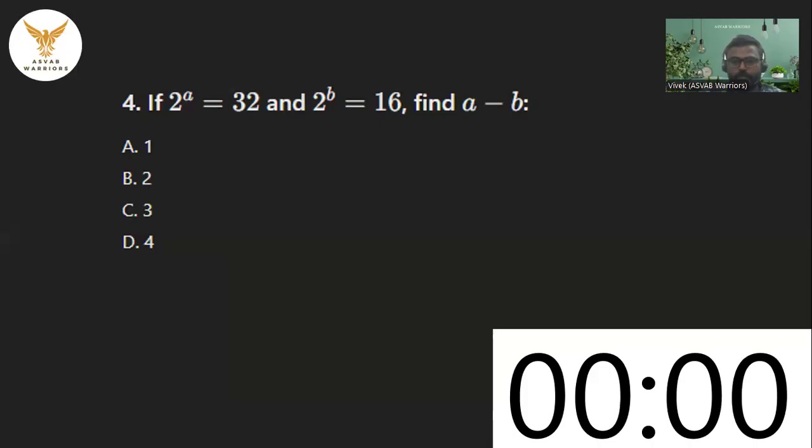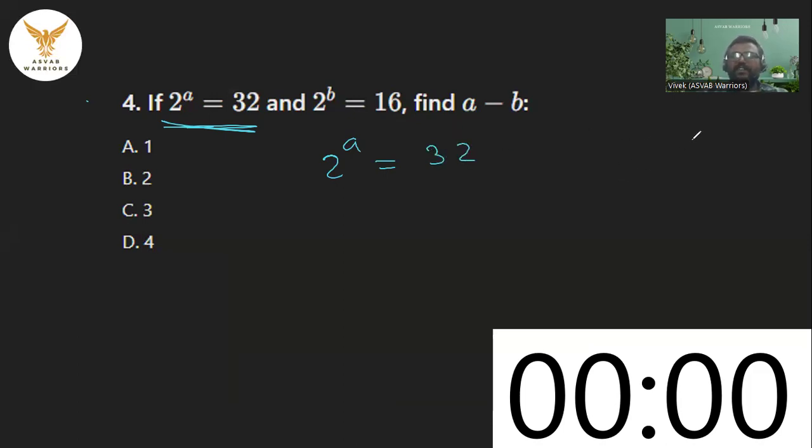Mm-hmm. Ablam says D. Okay, that is right. Oh, let me solve it first. So they are saying 2 to the power a equals 32.